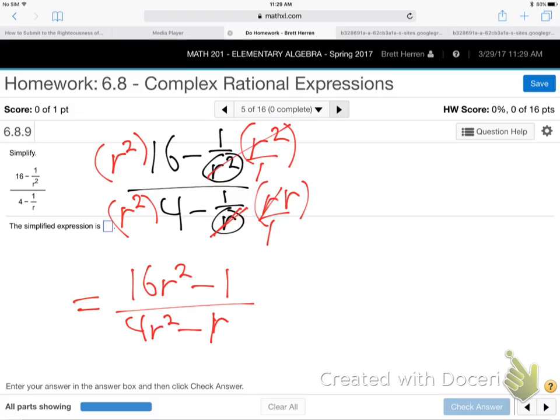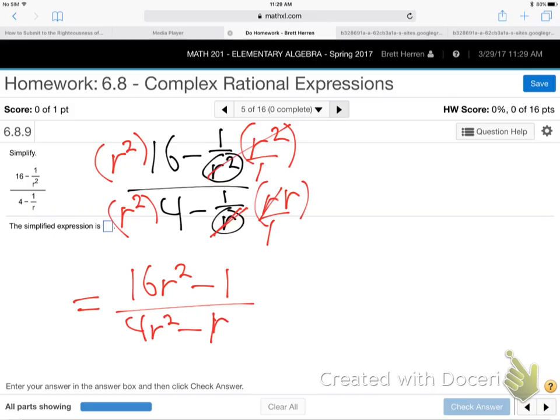Just pretend they gave us this problem to start with. What would you do? Can I cancel these things? No, it's the blue, so it's all or nothing. But remember, what could we factor? This top. Is that factorable? Yeah, factor that top.